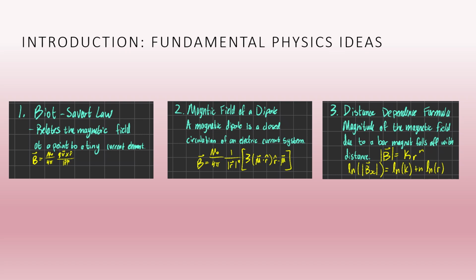And then last is the distance dependence formula, which is saying that the magnitude of the magnetic field due to a bar magnet falls off with distance. And there's that formula as well.